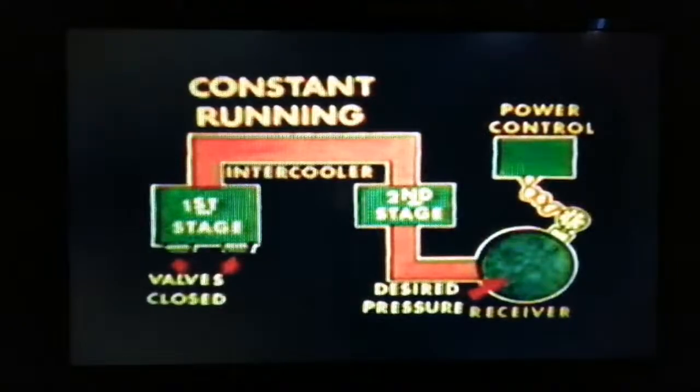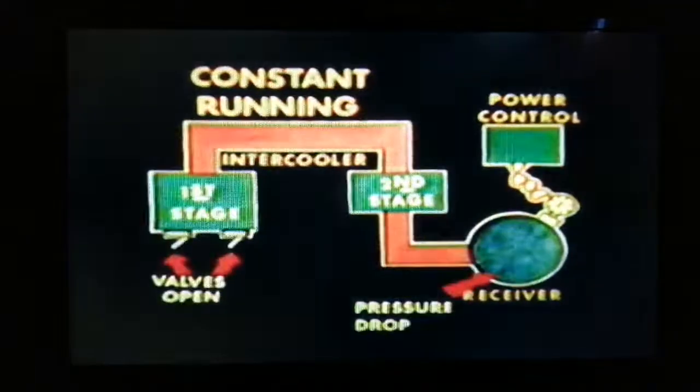With a constant running control, the compressor keeps running, and the air pressure in the receiver is controlled by a pilot-type unloader, which opens or closes the inlet valves. For example, when the air in the receiver is at the desired pressure, the inlet valves are held closed, which does not allow any air to be compressed, until the pressure drops and the valves open, allowing the air to be compressed again. Now, this type of control is used when the demand for air is relatively steady.